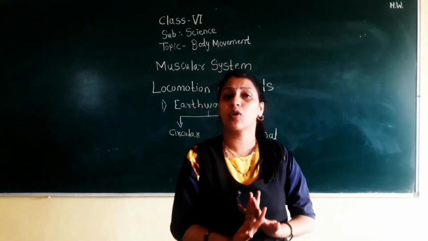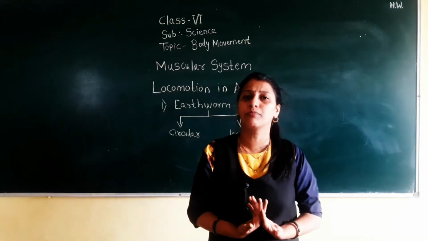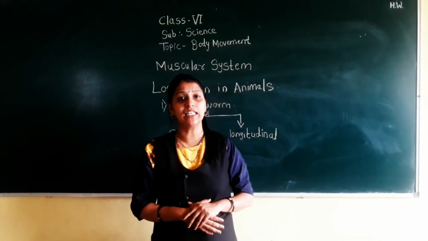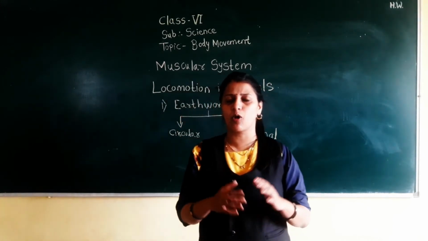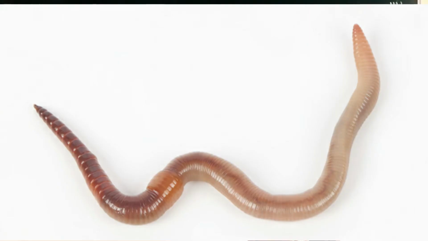Now what is the skeletal system that we have discussed? The skeletal system is nothing but a framework of bones, but instead of being solid, the earthworm has a liquid skeleton. The body is totally made up of liquid skeleton. Are you getting this? It is made up of liquid skeleton to maintain the body shape.